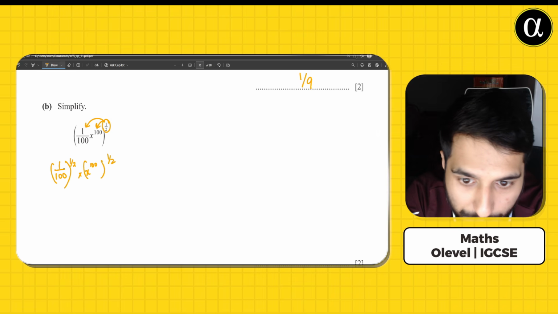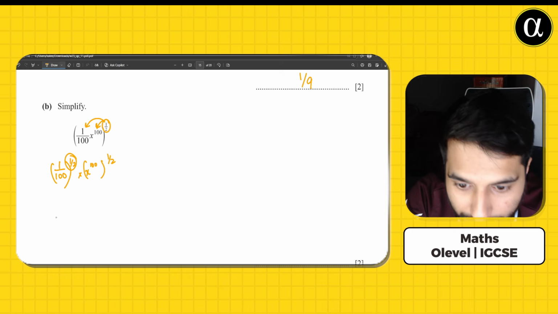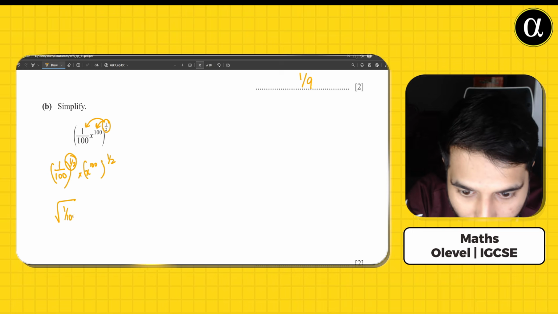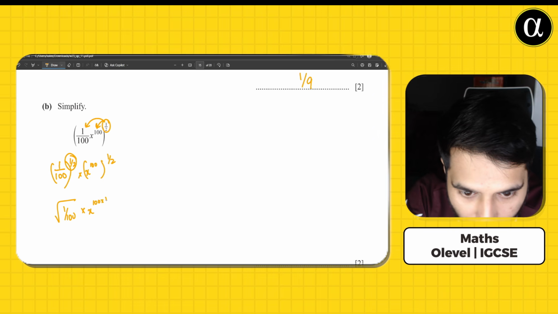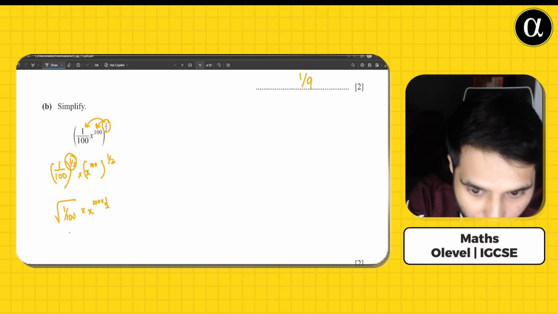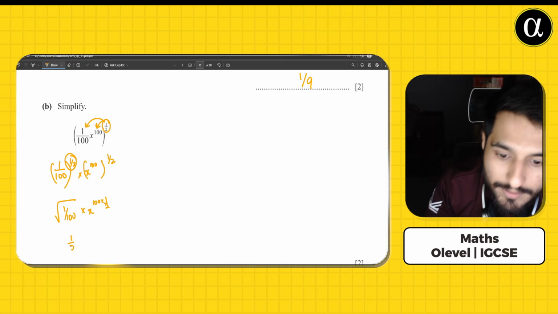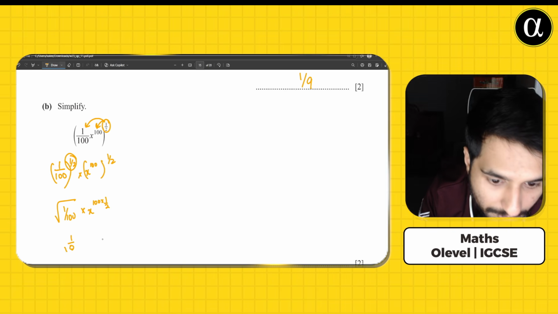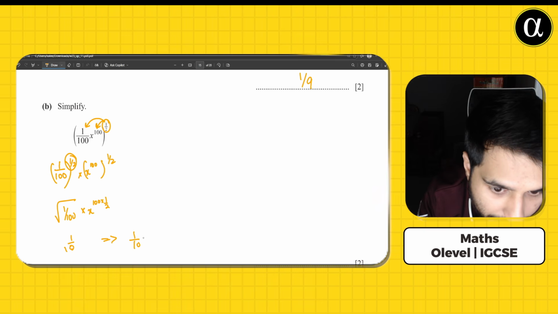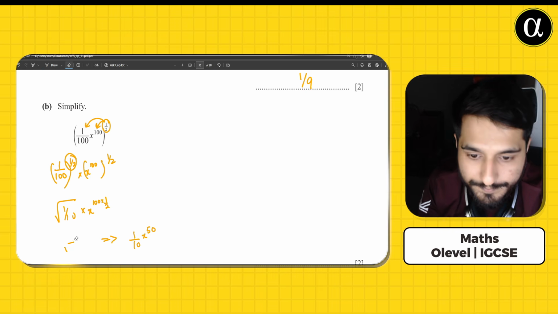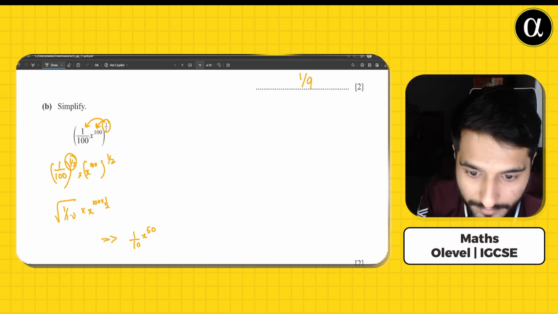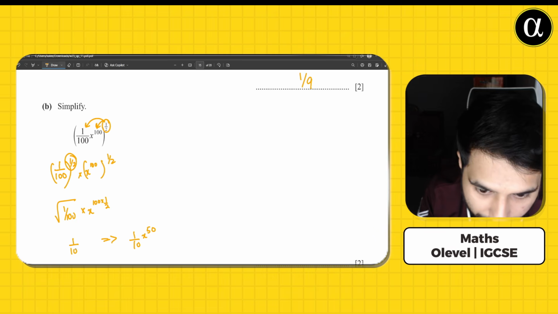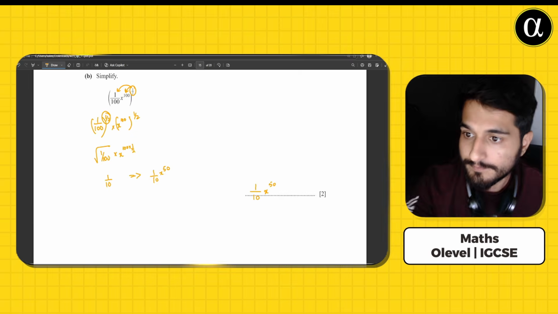So what you're going to do, you take the root of this. This will be a square root of 1 over 100, and you just simply multiply with the power 100 and half, right? So the square root of 1 over 100 is going to be 1 over 10, into 1 over 10 times x to the 50. That's how you're going to do this. Here we go. Let me do it. 1 over 100 is going to be 1 over 10, right? Here we go.